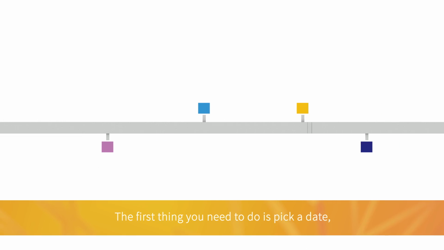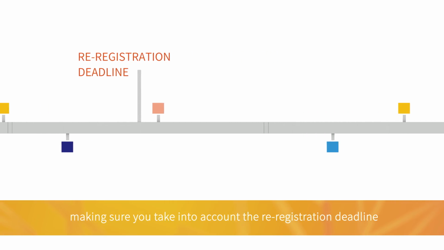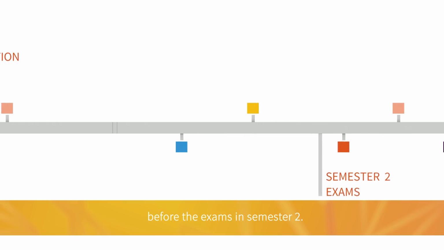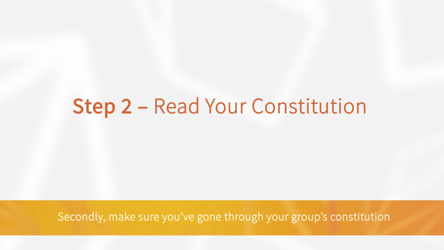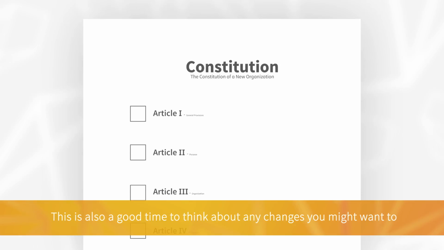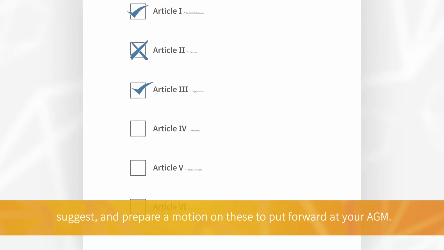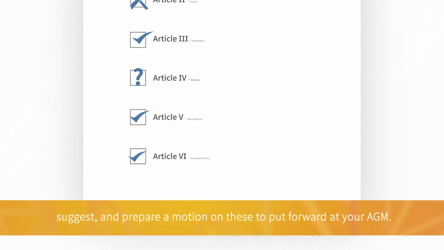The first thing you need to do is pick a date, making sure you take into account the re-registration deadline before the exams in semester 2. Secondly, make sure you've gone through your group's constitution to check your rules for how you run AGMs. This is also a good time to think about any changes you might want to suggest and prepare a motion on these to put forward at your AGM.